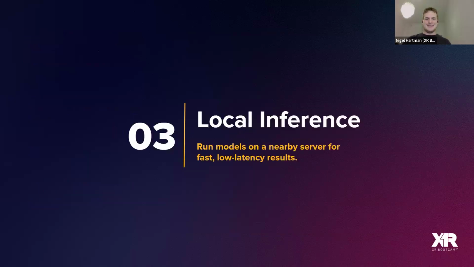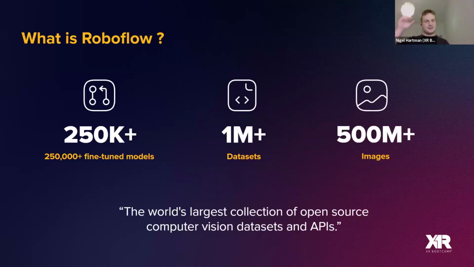The alternative to these hosted APIs, which are somewhere on the internet, is local inference, like we already said, which runs the models directly on your local computer and makes them available over the local Wi-Fi to your Meta Quest, for example, and you can track nearly in real time with that. The service we use for that is Roboflow. And what is Roboflow? Roboflow is the world's largest collection of open source computer vision datasets and APIs.